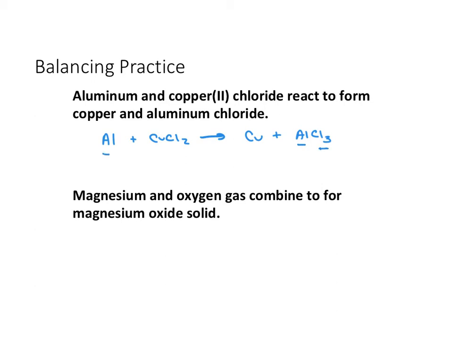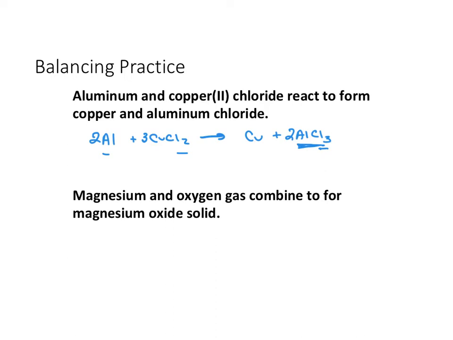Now, chlorines. I have 3 chlorines here and 2 chlorines there. So what I need to do is find some multiples. I'm going to put a 2 in front of the AlCl3. 2 times 3 is going to give me 6 chlorines on this side. If I put a 3 in front of the CuCl2, that's going to give me 6 chlorines on that side. Now that I've changed the coefficient in front of AlCl3 to a 2, I need to go back and double check my aluminum.